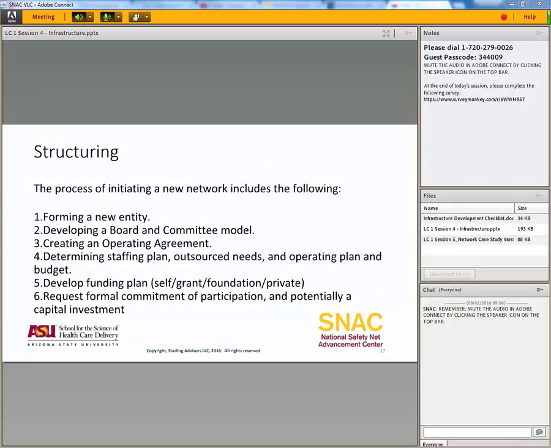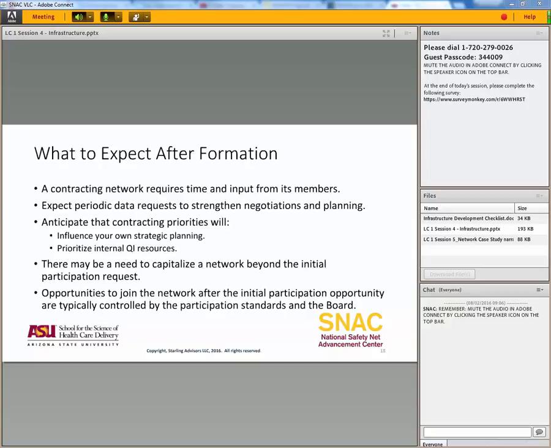We've talked a lot about the structuring aspects. I'm not going to spend a lot more time here, but most organizations do go through the process of forming some type of entity, developing a board and committee model, creating an operating agreement, figuring out how they're going to staff or not staff, and really rely on human resource contributions from its participating members, how it's going to fund, and then requesting that its members make some type of formal commitment and potentially that investment, that skin in the game that I talked about earlier.